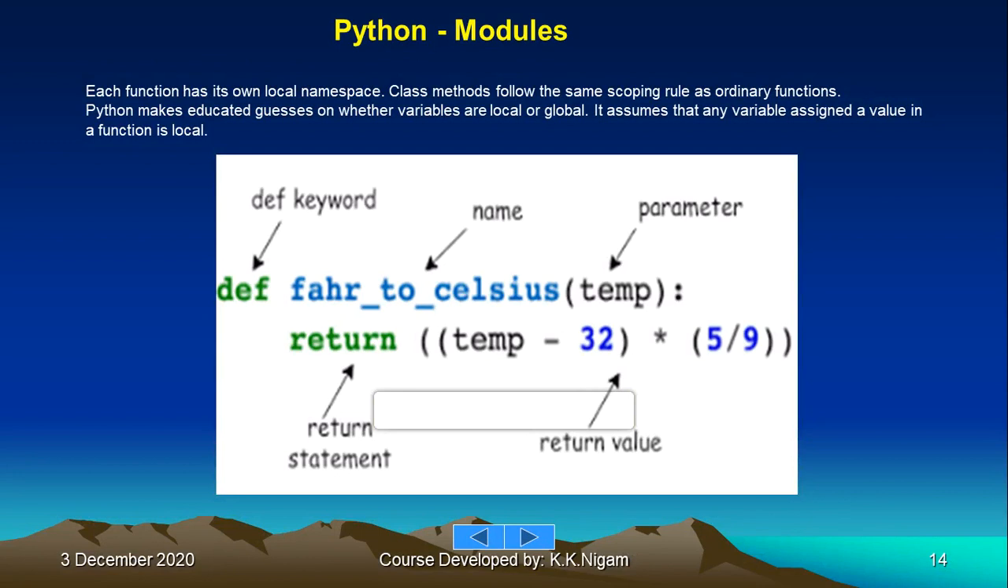Each function has its own local namespace. Class methods follow the same scoping rule as ordinary functions. Python makes educated guesses on whether variables are local or global. Python itself has the capability to check whether a variable is only for the local module or for the global one. It assumes that any variable assigned a value in a function is local. And as a programmer, you must also keep this in mind: when you are defining a variable, you must be clear whether you are defining it for the local module only or for the global purpose.